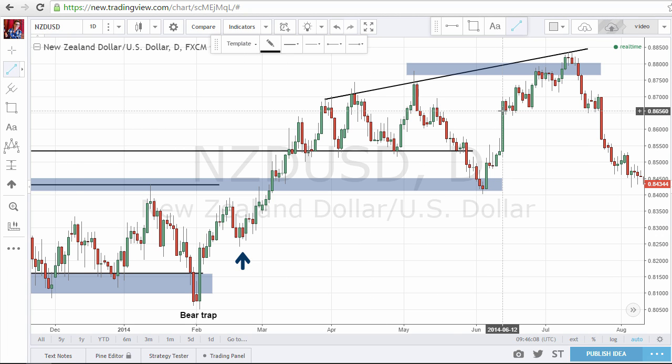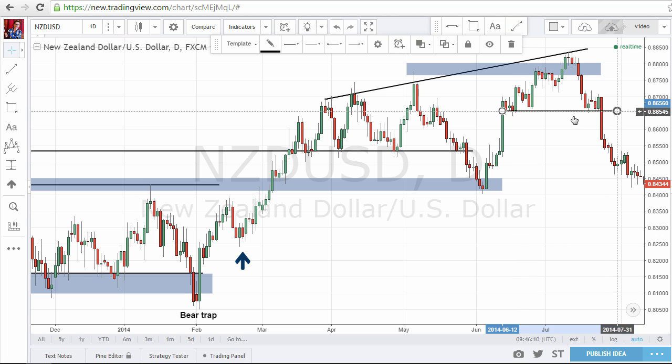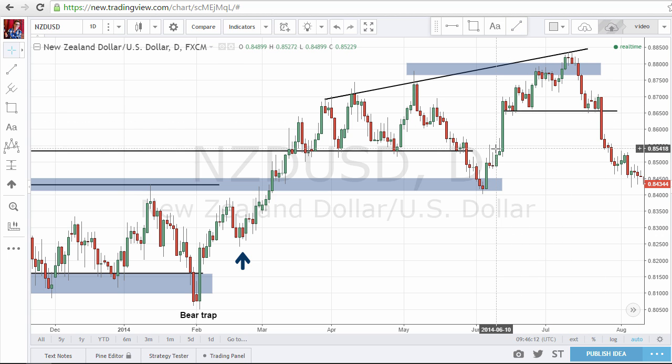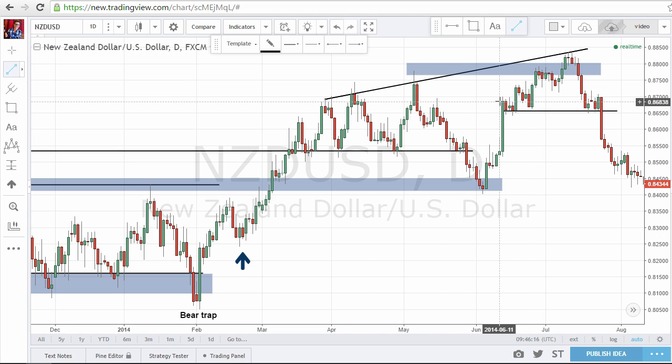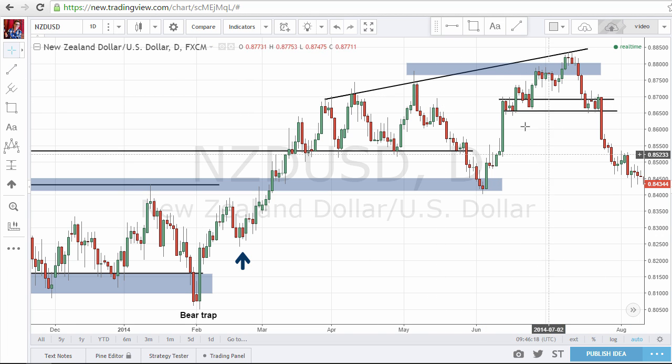Then again, we can draw a support line here. You can see after this strong trend, we consolidated, we moved back into the lows here. After we found support, we moved back into the highs, but then on the way down we consolidated.